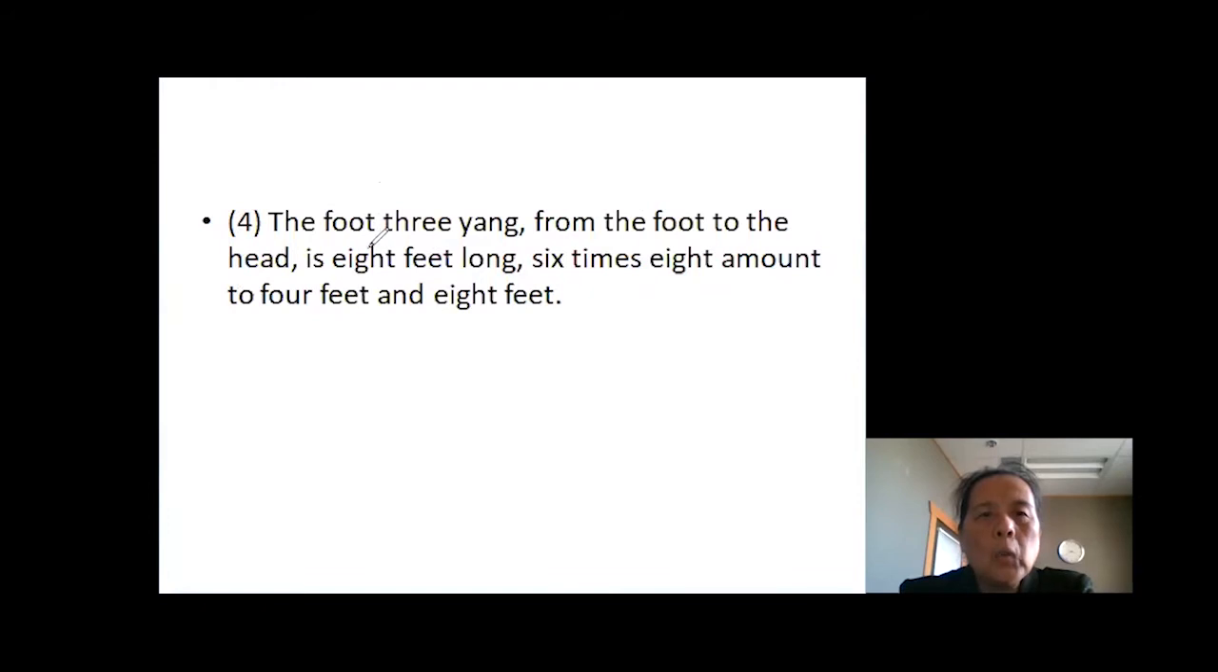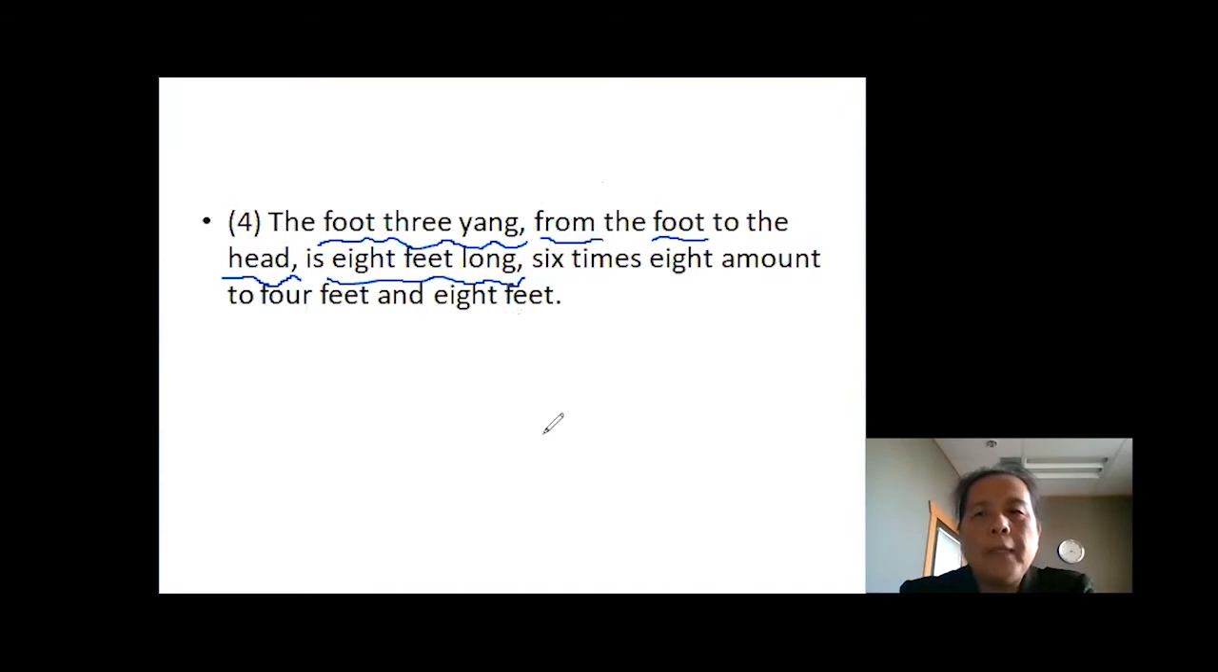Then we go to the feet. The 3 yang meridians of the feet still don't exactly follow the order right now. Right now we're talking about the 3 yang meridians from the head to the feet, but in the Nanjing they talk about going from the terminal to the head. So the direction is a little different here, but the length is the same. It is 8 feet long.